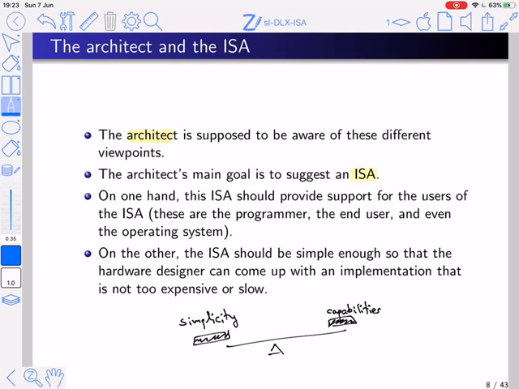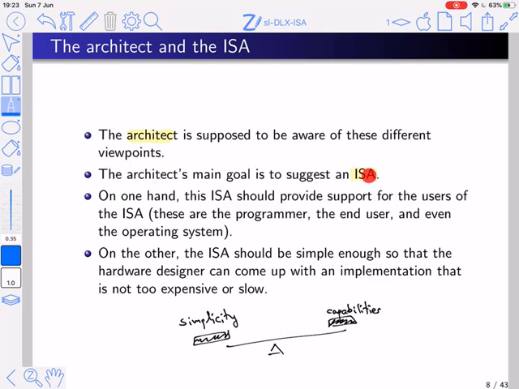The architect is the person who's supposed to be aware of these different viewpoints, and the main goal of the architect is to suggest an ISA. In fact, in the far past, in terms of computer technology, the term architecture and ISA were synonyms.